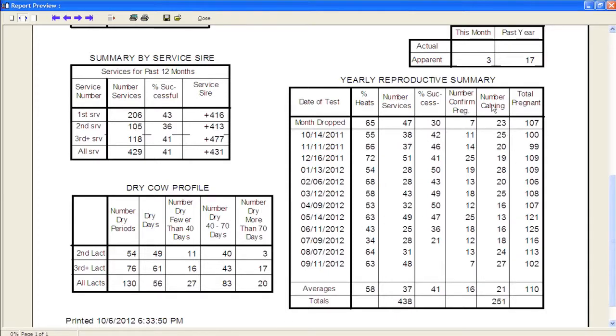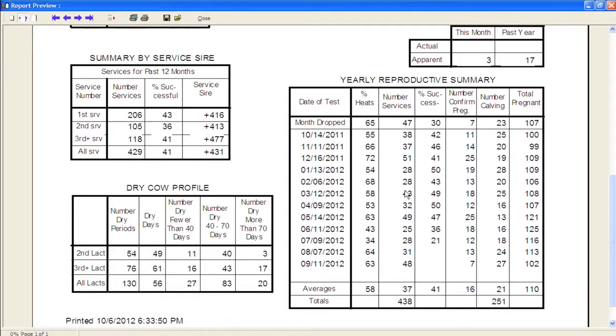The last thing is the yearly reproductive summary, where we can look at month to month from a test day standpoint, the percent of heats, the number of services, and the percent that are successful, so sort of the conception. What you have to keep in mind, though, is that these intervals are variable based on test day intervals. So we are testing roughly once a month there, but sometimes if the interval gets a little bit long, some of these numbers are going to be a little bit skewed.